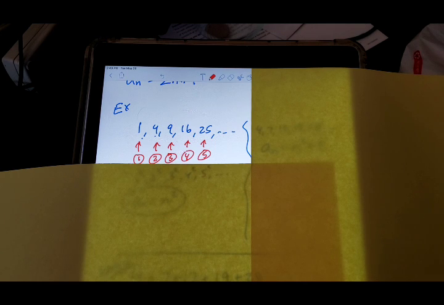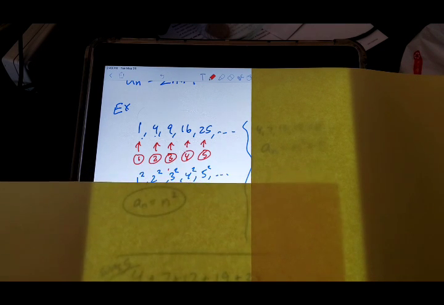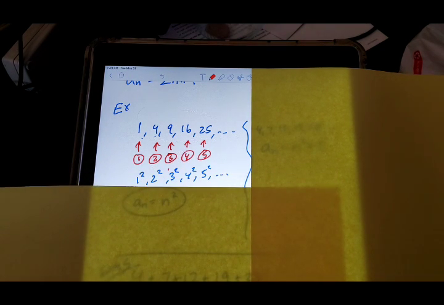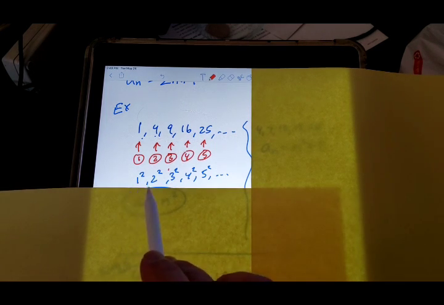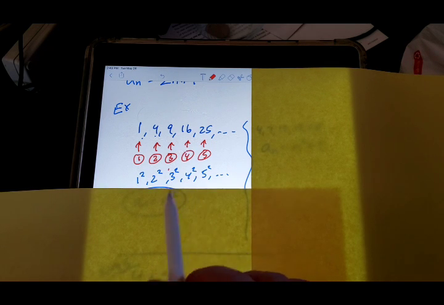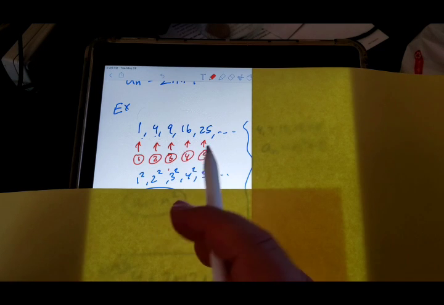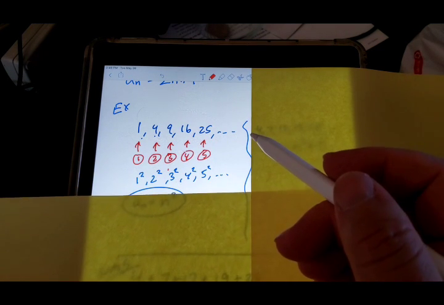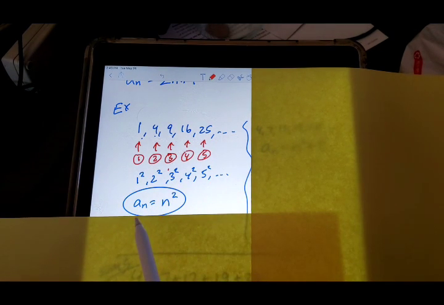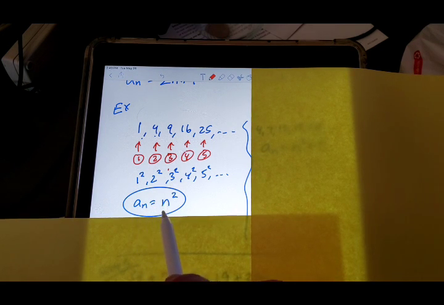And sadly, for now, it's guesswork. So you just got to stare at it and try to figure out what the pattern is. And hopefully you recognize these numbers as 1 squared, 2 squared, 3 squared, 4 squared, 5 squared. By the way, this is guesswork. This becomes more of a formula later. But hopefully you can see it. The pattern here is a sub n equals n squared.